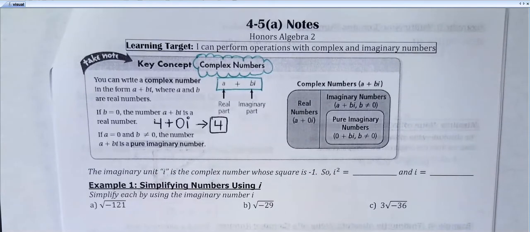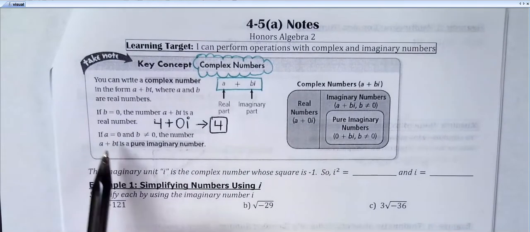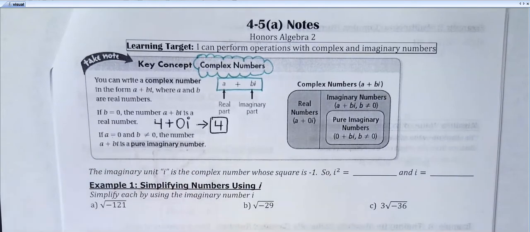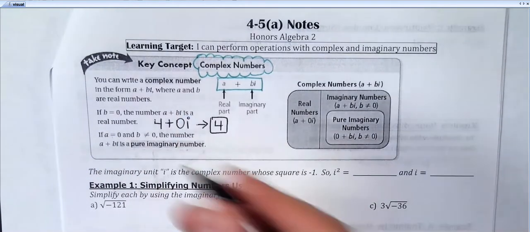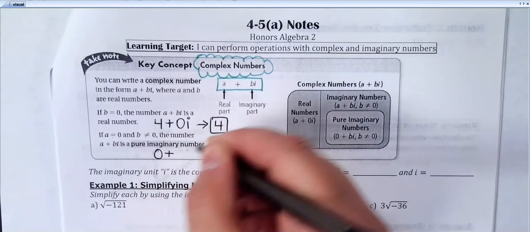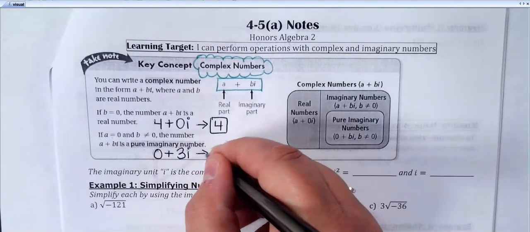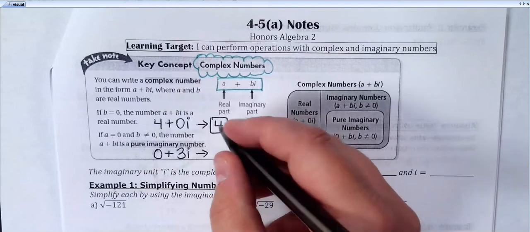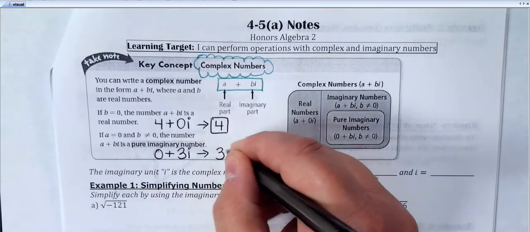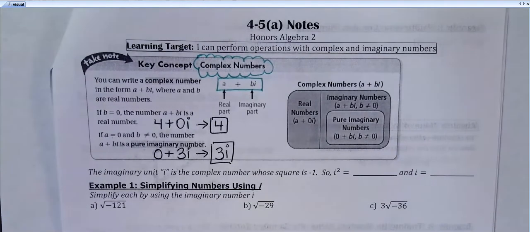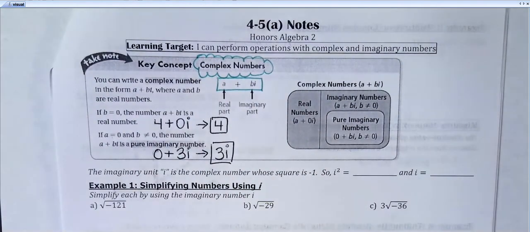And then this is kind of nitpicky, I'm not going to ask you this specifically, but if a is 0 and b is not 0, the number a plus bi is what they call a purely imaginary number. Let's say I had something like 0 plus, let me just make something up, 3i. We could simplify that to be 3i, so that would only have an imaginary part. That's why they call that a purely imaginary number, because it doesn't have a real part. Most of the questions you're going to see today are going to have two parts, an a plus bi.